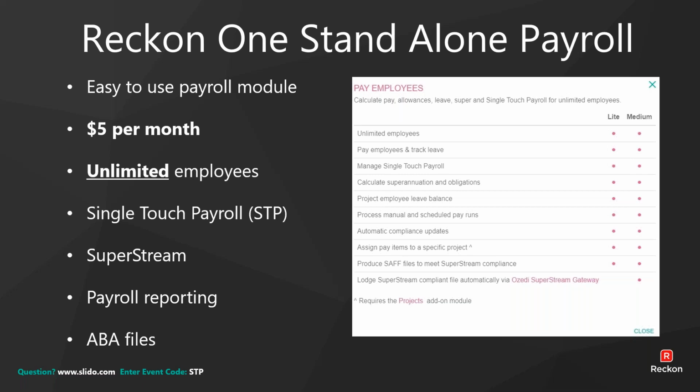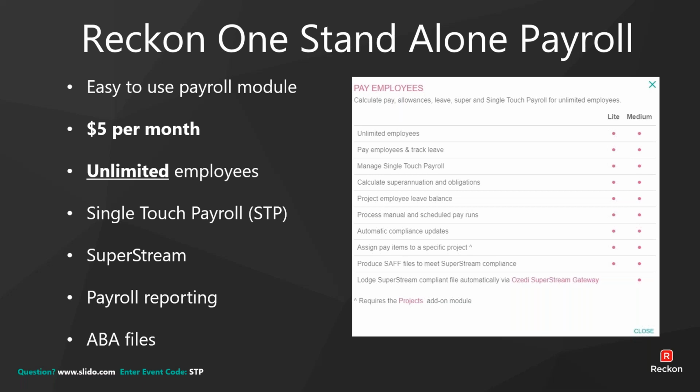Within the light level, you can produce the SAF file that you need to upload in the super clearinghouse so that you can upload your super. Otherwise, if you upgrade to the medium level, you can lodge SuperStream, and that's only through AusEddy as a gateway. So if you need to lodge super directly, it'll only be through NAB AusEddy.